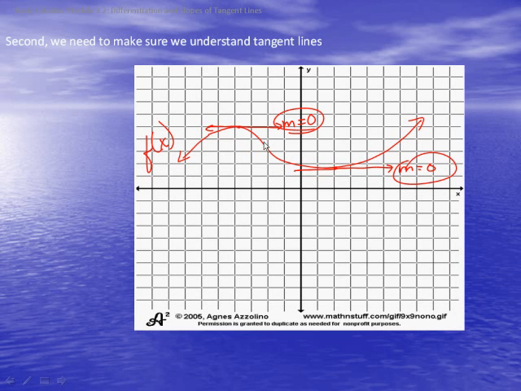Notice that here, if we draw a tangent line, that slope would be negative. If we draw a tangent line here, this slope would be positive. Alright, so we've got 0, positive, and negative slope lines.